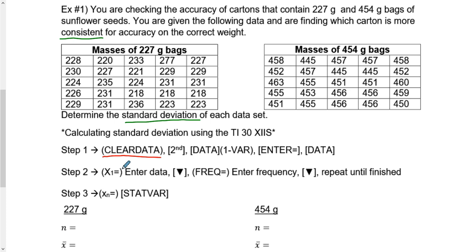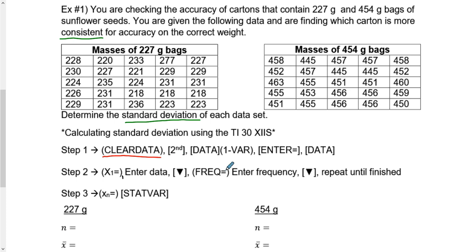What you'll see next is an X1 equals, and what we're going to want to do is enter our data. Sorry, I should just have a comma there. So our data are these masses. We'd have 228, and then we're going to press the down arrow.